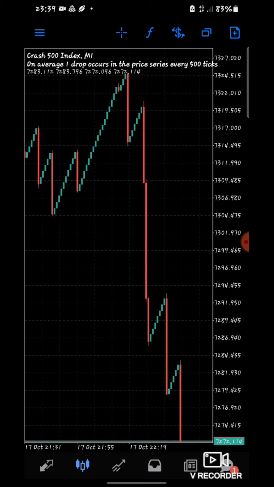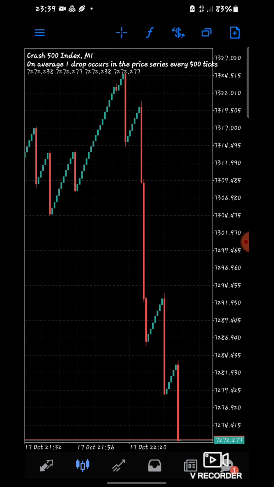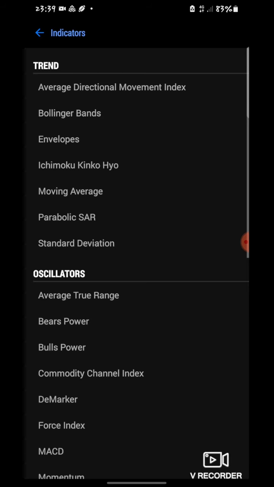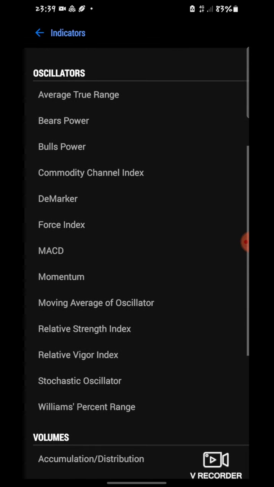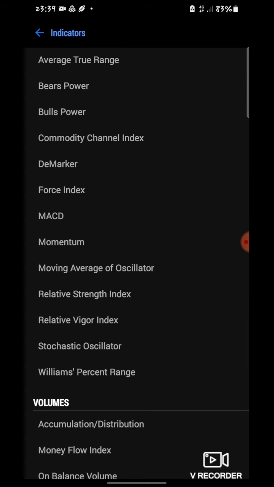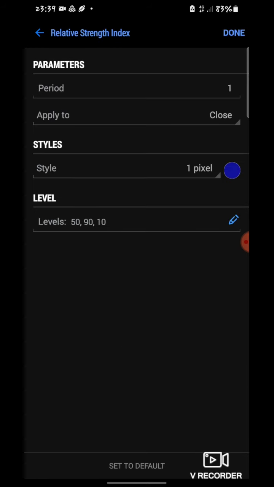All right, so without wasting much of a time, the first thing you have to do is go to indicator list, this F sign here. You look for the relative strength index, that is the RSI, and that is it. Alright guys, this is the RSI. So what we do here is the period 1, apply to close, star 1 pixel.